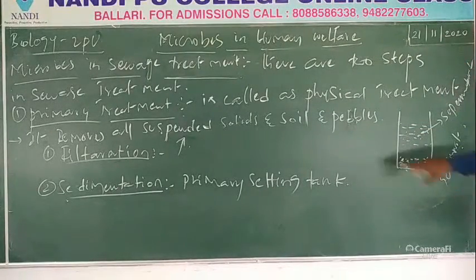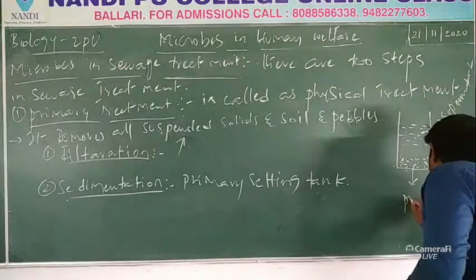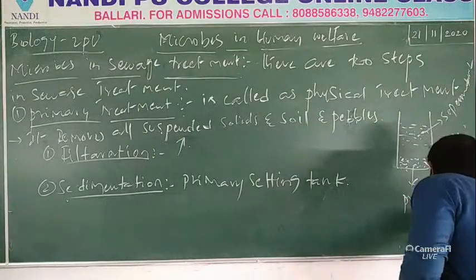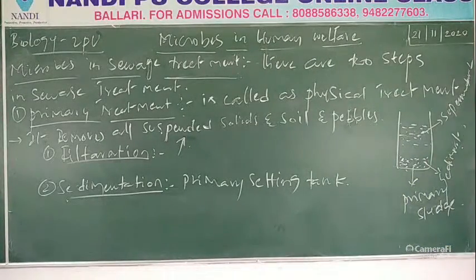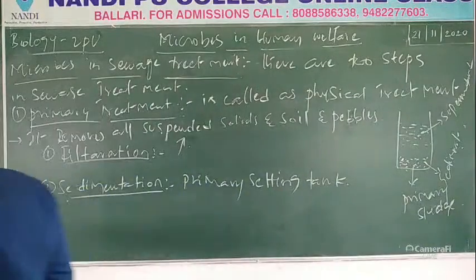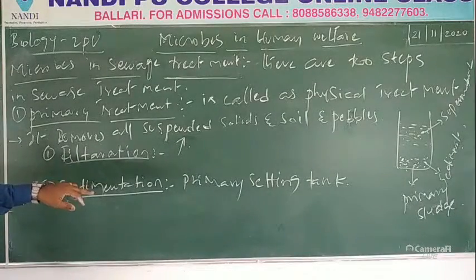Whatever sediment there is, which is generally soil and pebbles, this particular sedimentation is called primary sludge. Very, very important. What is the primary sludge? It is a sedimentation of soil as well as other pebbles and sand particles. All are nothing but we will call it primary sludge, and primary sludge formation takes place in the primary settling tank.